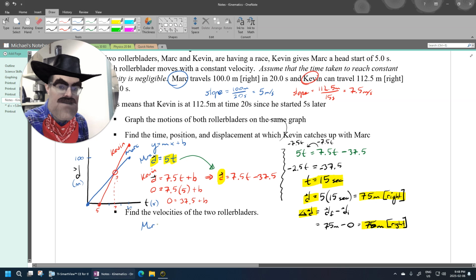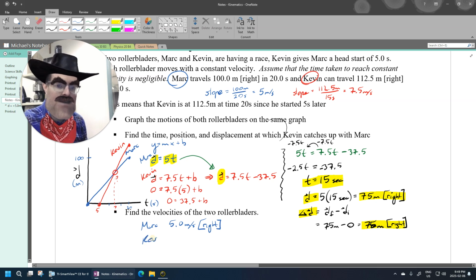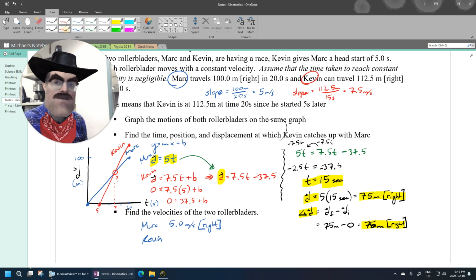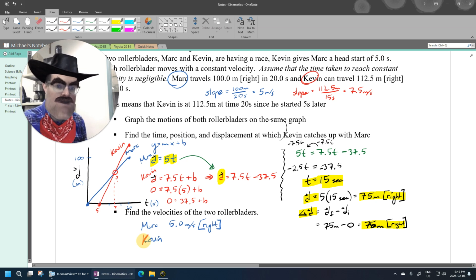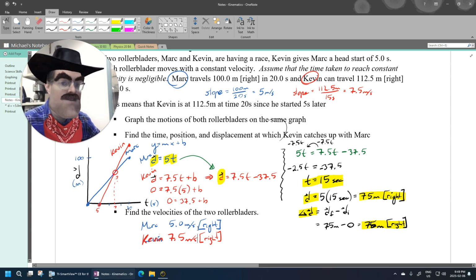So we know Mark's velocity is 5.0-ish. I don't know how many sig digs we want for that. To the right. All right. And Kevin, well, I might as well color code it again. It's red. Okay, there you go. Kevin is 7.5 meters per second to the right. There we go. We already figured that out based on our slope calculations up there. So actually, that probably should have been the first thing we should have done in this question.